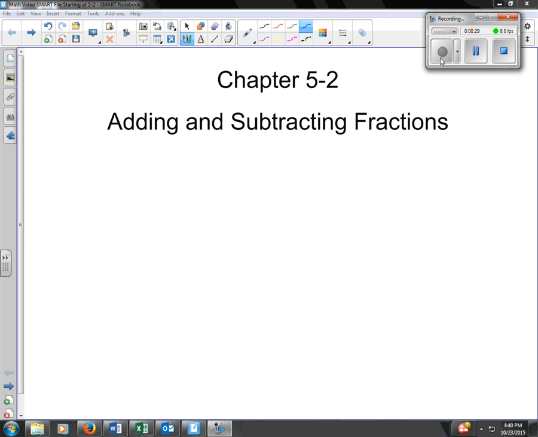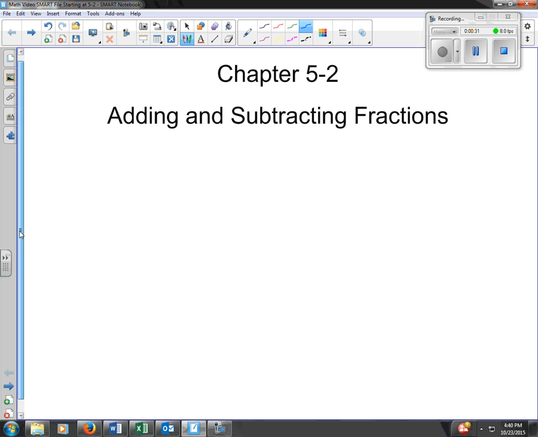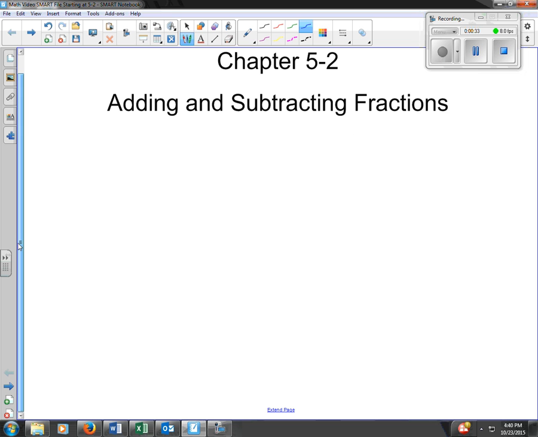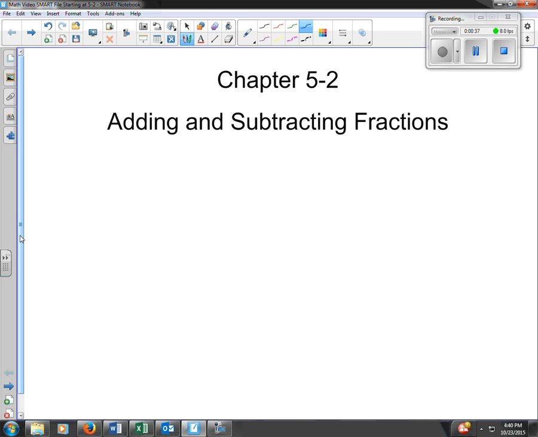So hopefully for those who are a little bit rusty, this will help you, but we are going to go quickly through this. So make sure you're ready. You always need your St. James heading, and then you underline and you write chapter 5, section 2, and underline adding and subtracting fractions. Of course, you use a ruler. I can't use a ruler on the smartboard here, but you can. So make sure you're doing that.